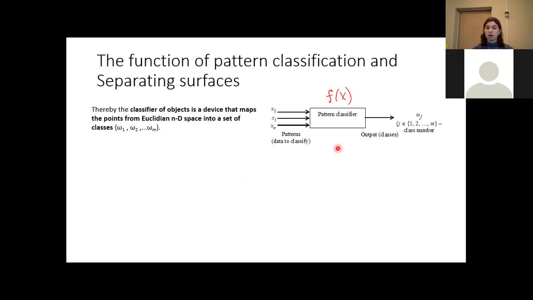So here you have some black box which takes as inputs a number of features, some object vector, and does something with this information. In general, it will be some function which depends on these input arguments and returns the class number.